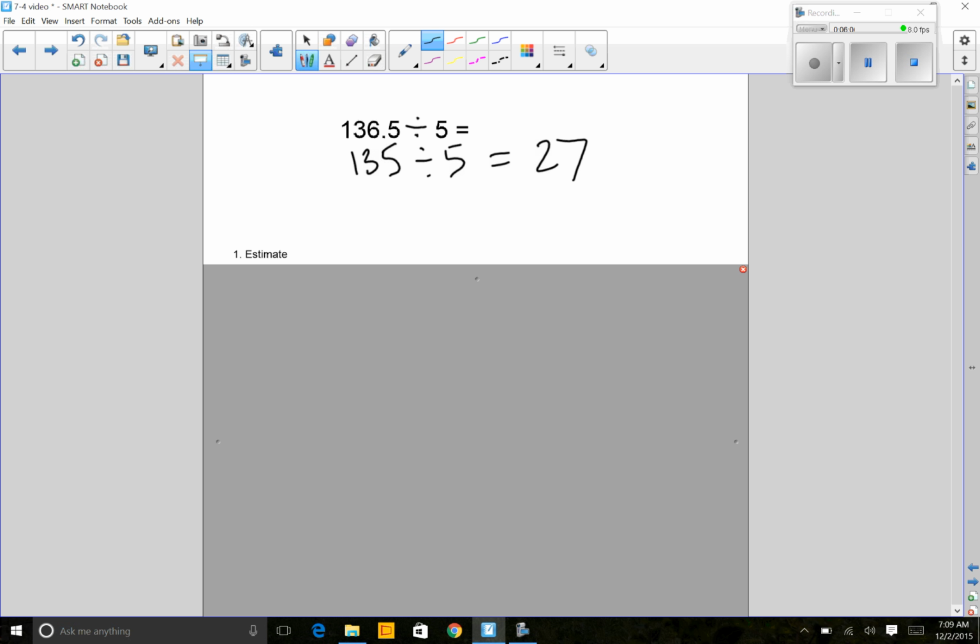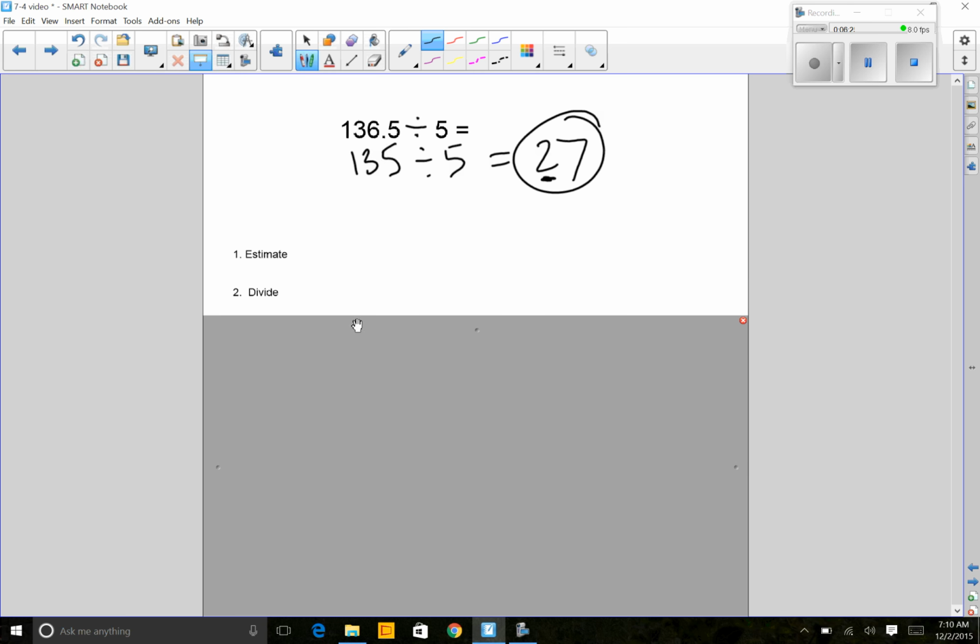You could even change this to 100 divided by 5 is 20, if that's easier, and you'd have an idea of what it's going to be. So that's our first step. That gives me two things. First, my number is going to start in the tens, and second, it should be somewhere around 27.